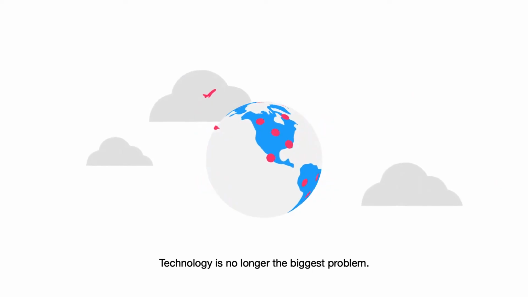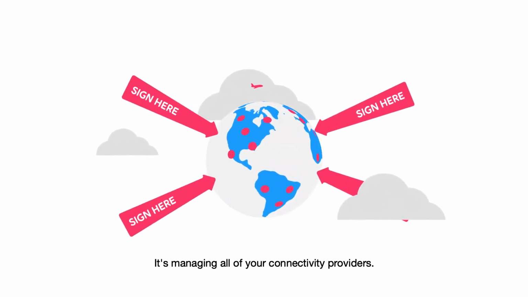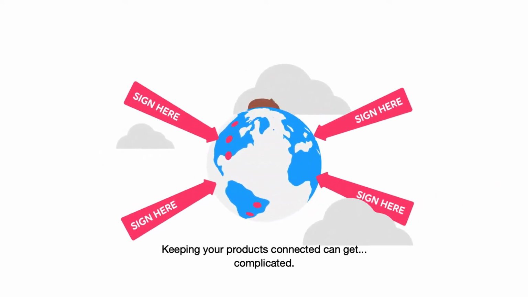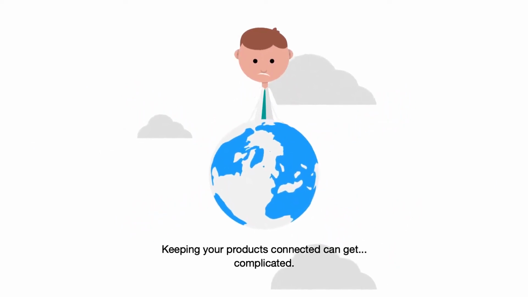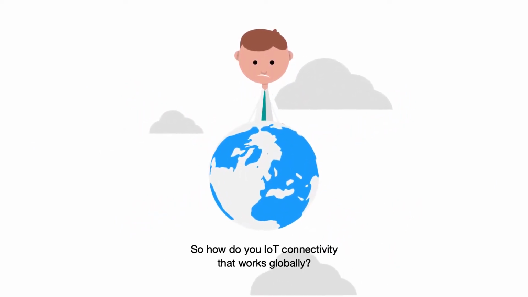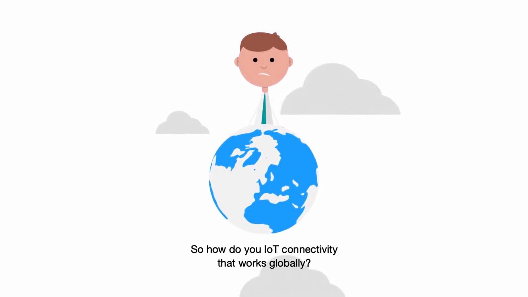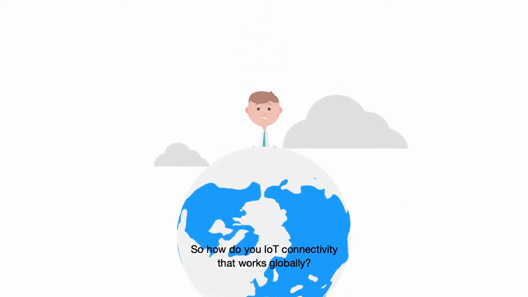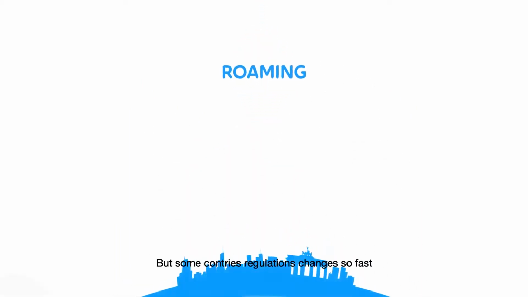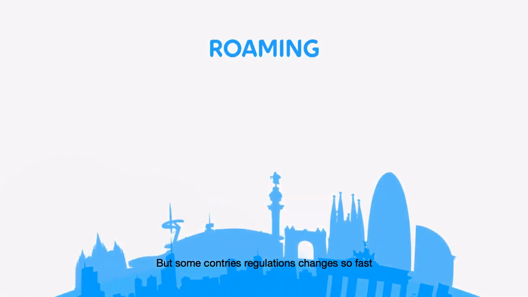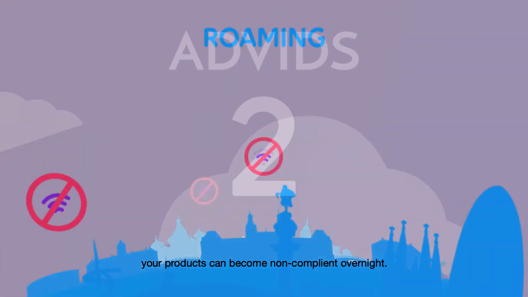It's no longer the biggest problem. It's managing all of your connectivity providers. Keeping your products connected can get complicated. So, how do you get IoT connectivity that works globally? Well, roaming can help, but some countries' regulations change so fast, your products can become non-compliant.